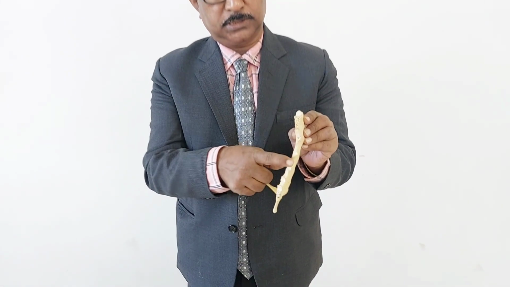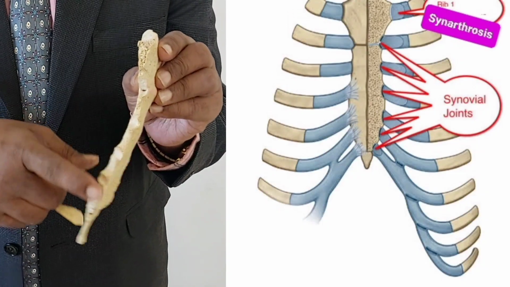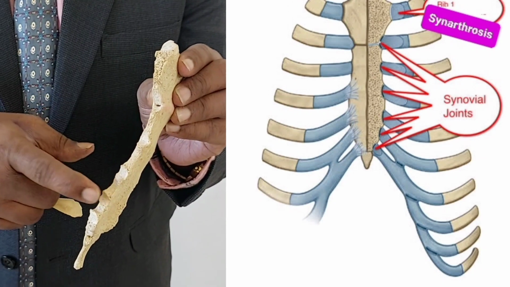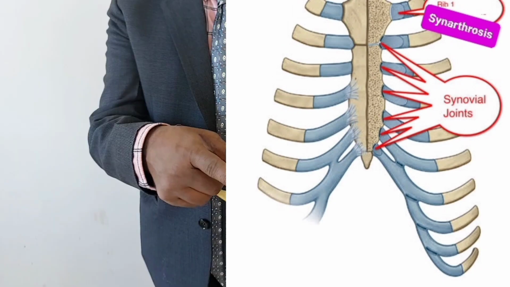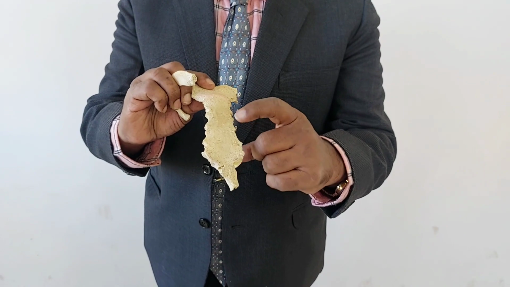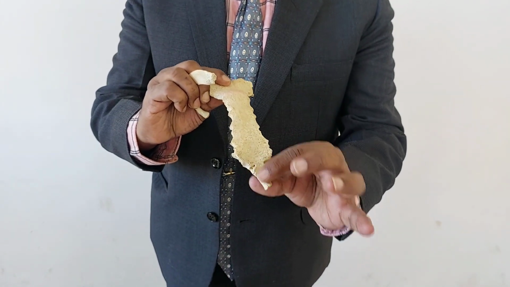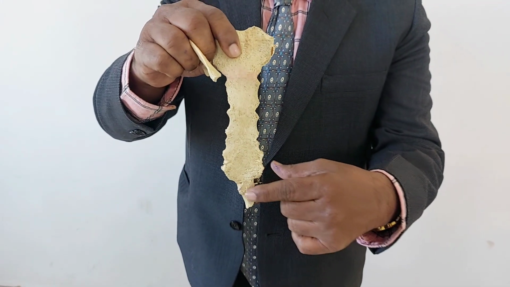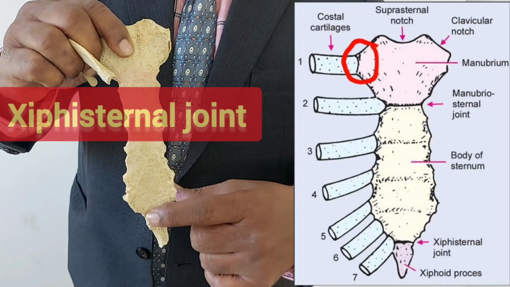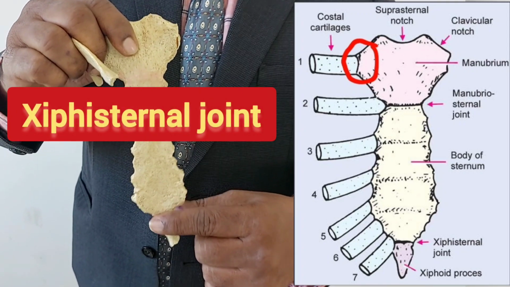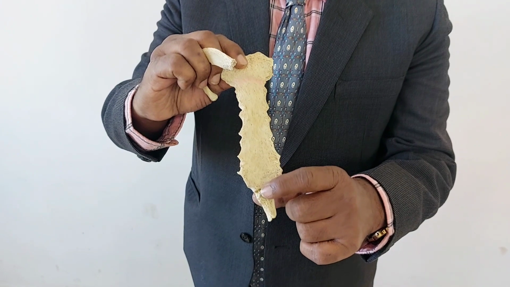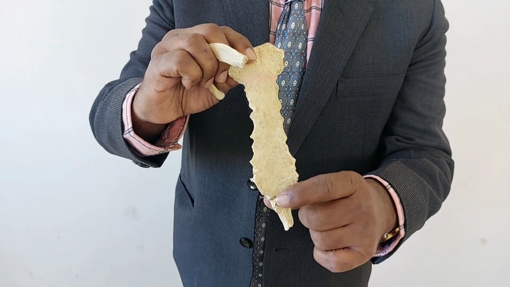Then the other joints on the lateral side, on each side, are all synovial joints. Second, third, fourth, fifth, sixth, seventh, all are synovial joints. And between the body and the xiphoid process, another joint is there. Again, this is a symphyseal joint, but this joint also is converted into synostosis at the age of 40.